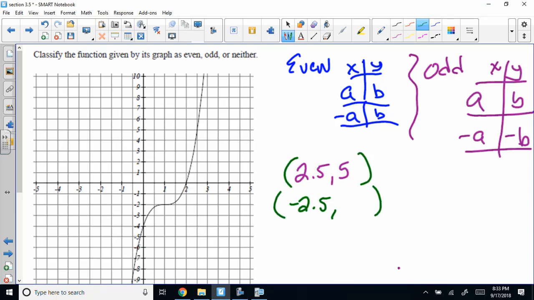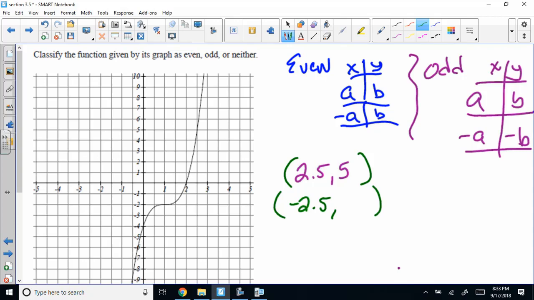Let's go to negative 2.5. Where's it at? Way down there. It's definitely not negative 5. Would you concur with that? And it's definitely not 5. Are y'all okay with that? So therefore, it's neither odd nor even. It is neither. That's it. It ain't even or odd.